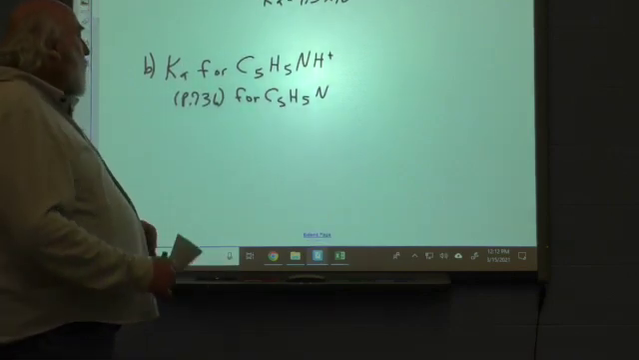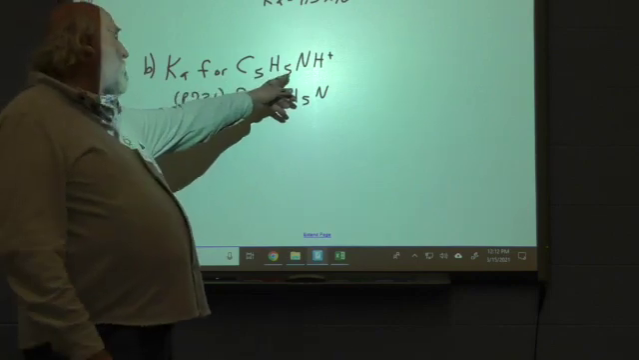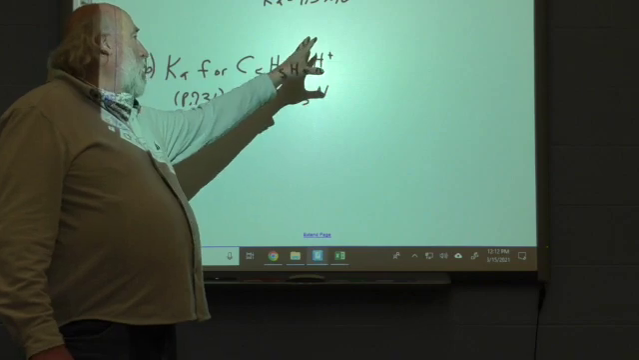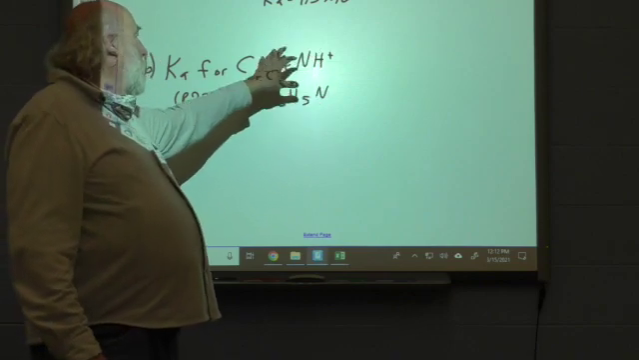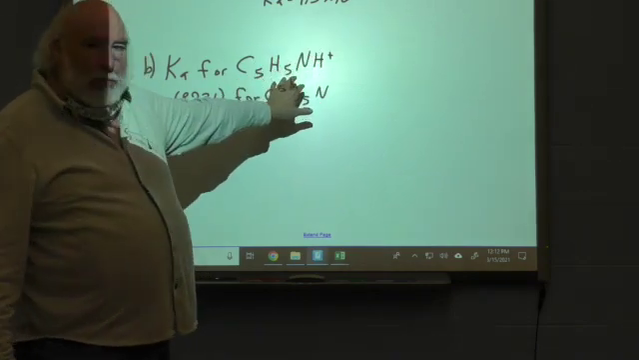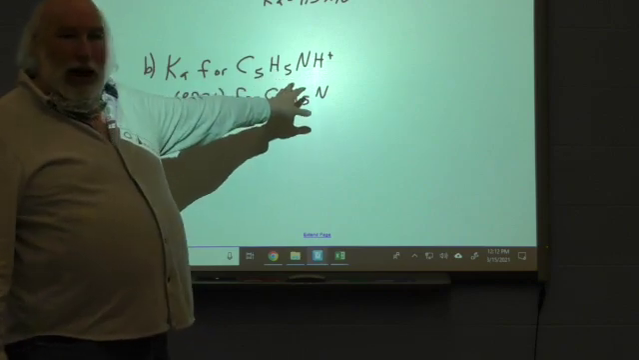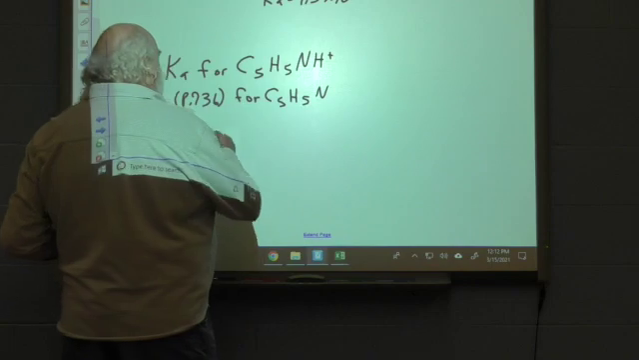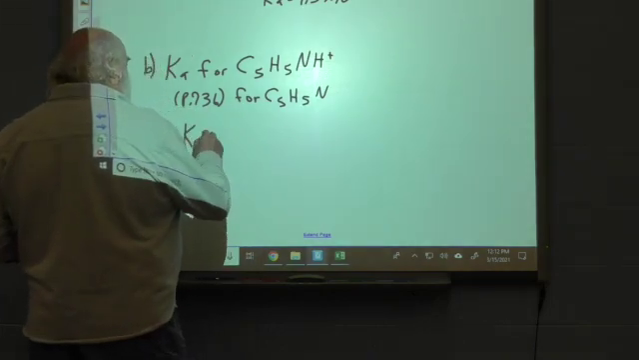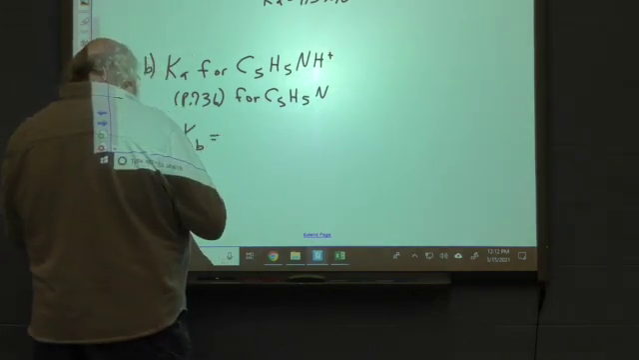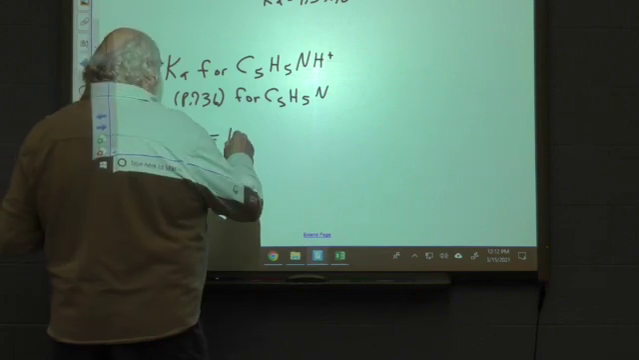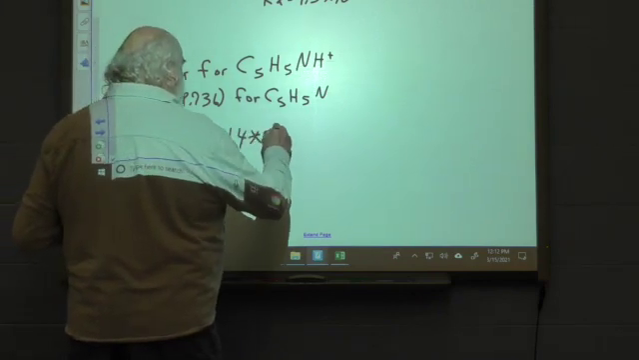This is the ion that they gave us, C5H5NH positive. This is a proton or hydrogen more than the base on page 736 called aniline. So we take the Kb for aniline and we find that that is 1.4 times 10 to the negative 5.